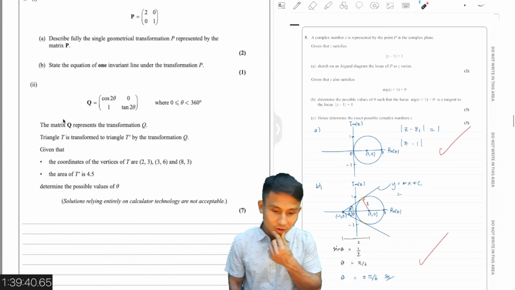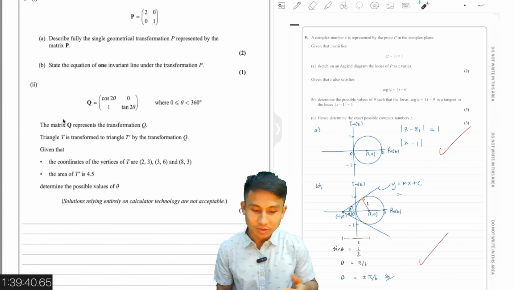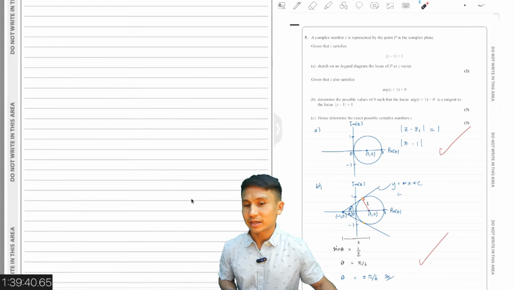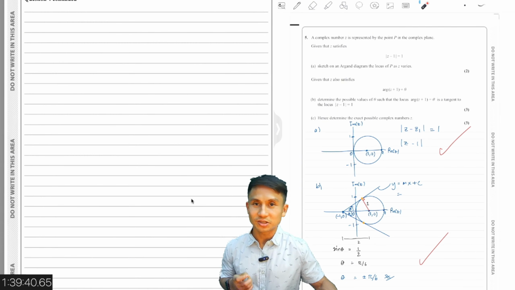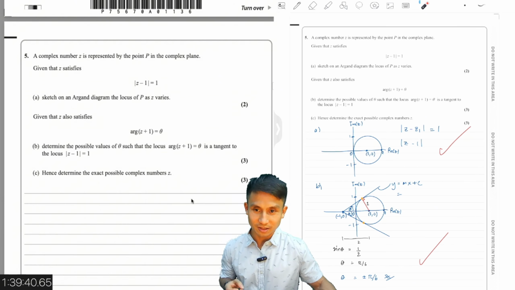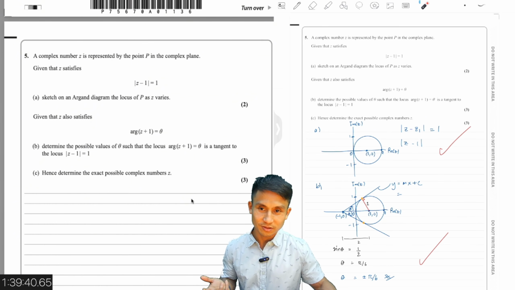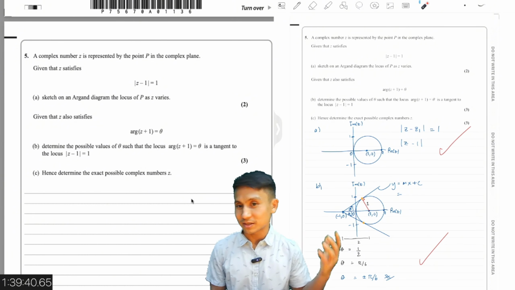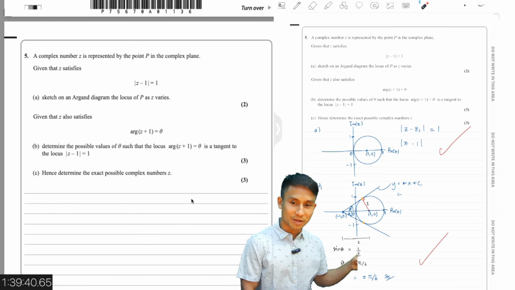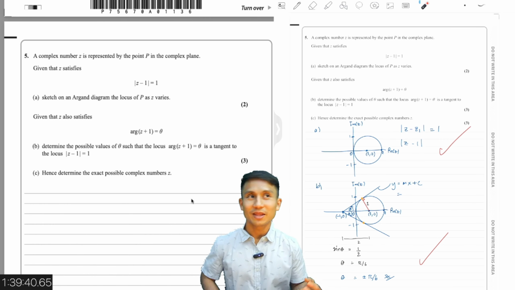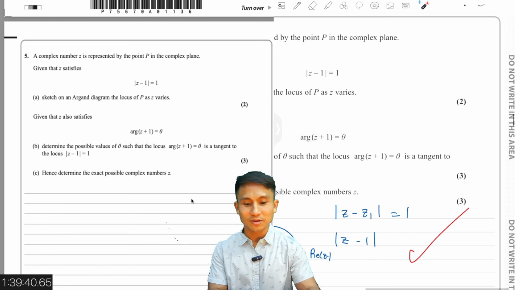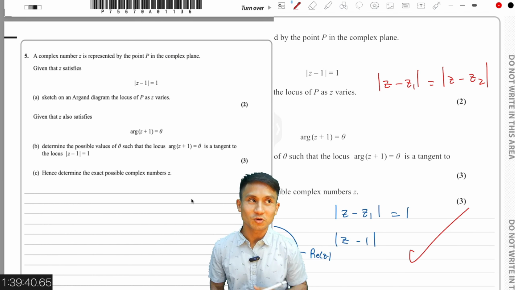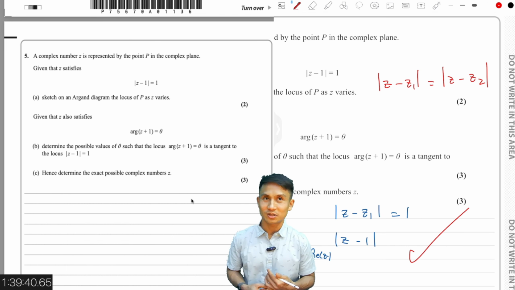Now for question 5, right, is a further Argand diagram here. Well, this one, you should know all the basic ones in terms of the region you need to shade given a particular equation. So modulus z minus something equals some number, that's a circle. Argument of something equals some angle, that's a half line. And then there's also modulus z minus z1 equals modulus z minus z2. That's going to give you a bisector between z1 and z2.